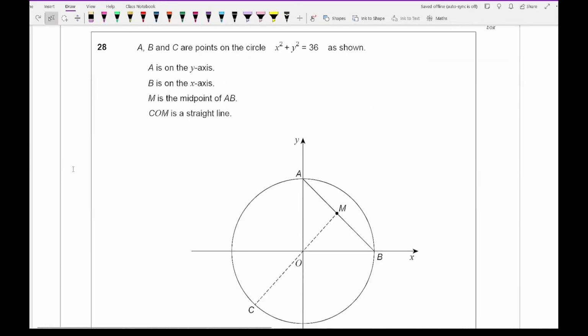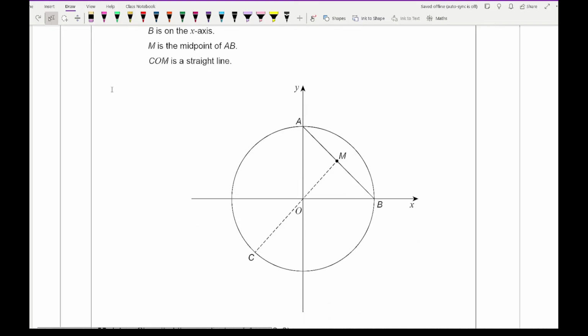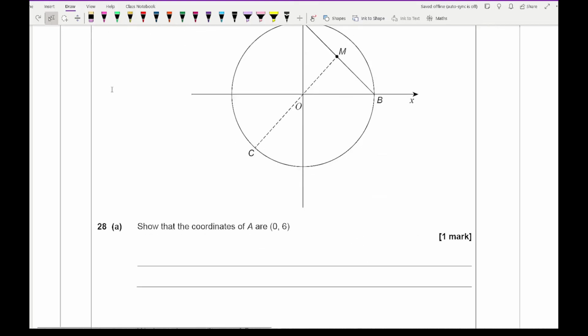Then looking at question 28, it says A, B and C are points on the circle x squared plus y squared equals 36. A is on the y-axis, B is on the x-axis, M is the midpoint of AB, and COM is a straight line. Show that the coordinates of A are 0, 6.